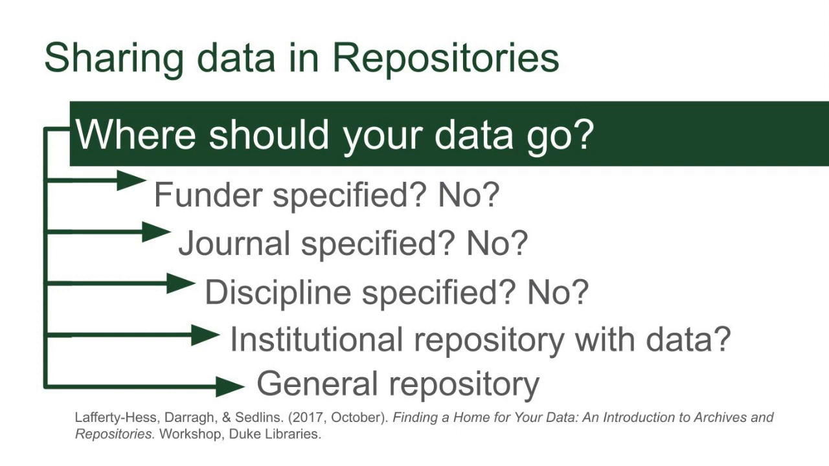This is a useful decision tree when considering a repository. In some cases, funders have their own repositories or data commons where they expect you to deposit your data. Or if you're publishing with a certain journal, they may have their own requirements. If you don't have requirements, then is there a repository that's commonly used in your discipline? If you don't find a good fit, then consider your institutional repository. And finally, there are also general repositories that will take data from any discipline.